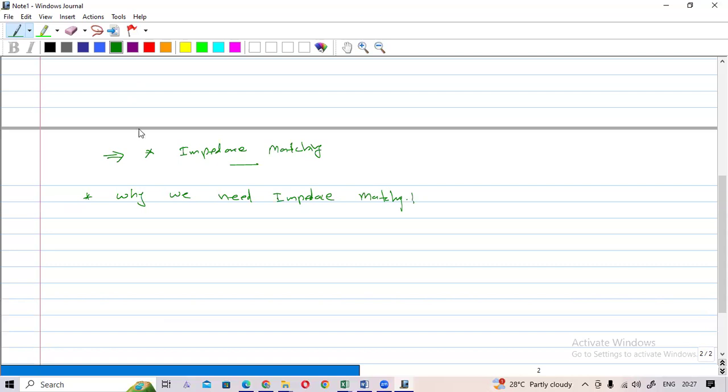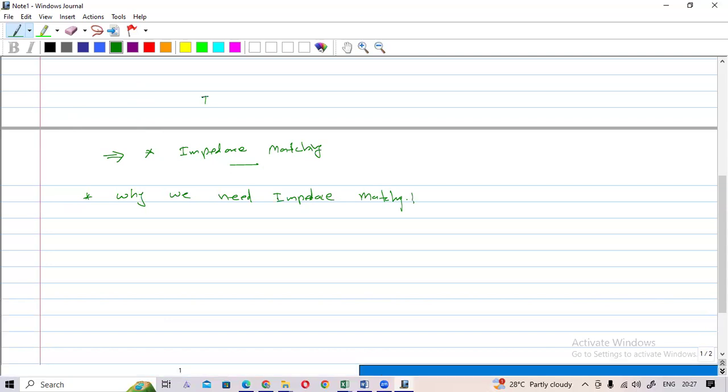So we have to learn. And so today we are going to learn this impedance matching. There are some techniques related with the impedance matching. So those techniques we are going to learn. Okay. So today our topic is impedance matching. Okay.